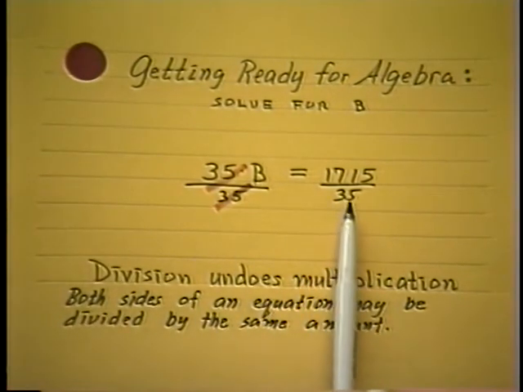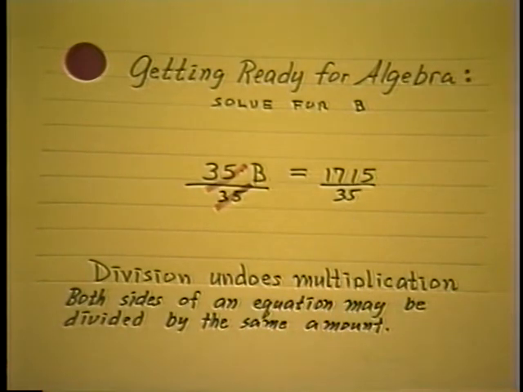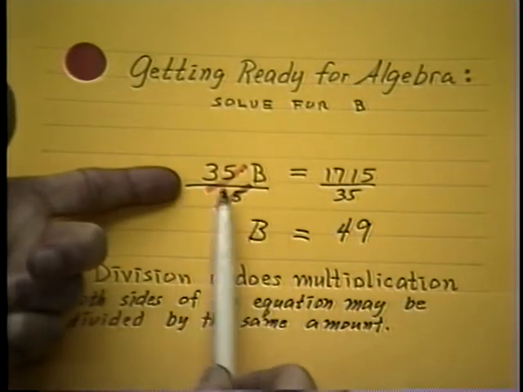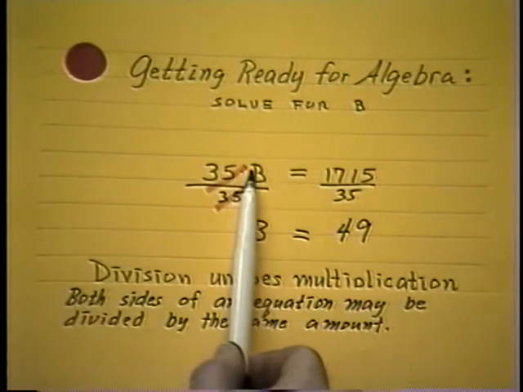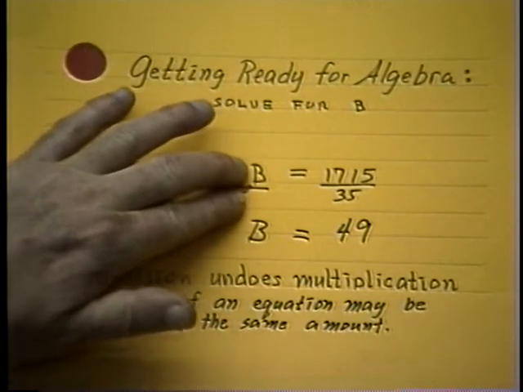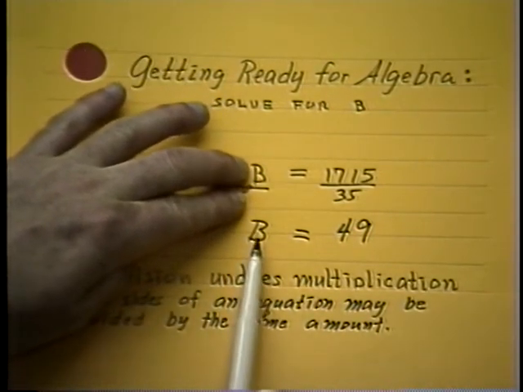And of course, the result of that division is 49, which is the value of b. Again, division undoes that multiplication and gets you back to where you were prior to that, which is the value of the variable.